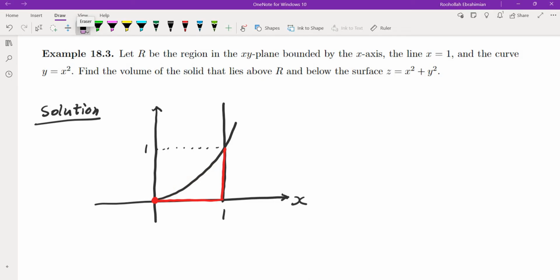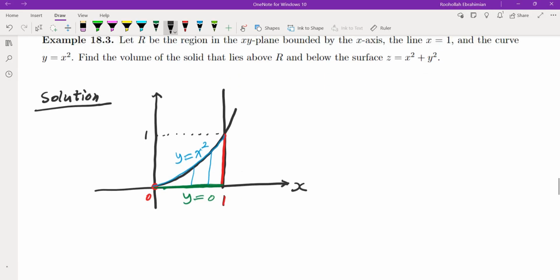So let me use different colors for this. The left side is x equals 0. The right side is x equals 1. Now, the bottom of this region is y equals 0. The top of this region is also a function. So the top of this region is y equals x squared. So this is in fact a vertically simple region.